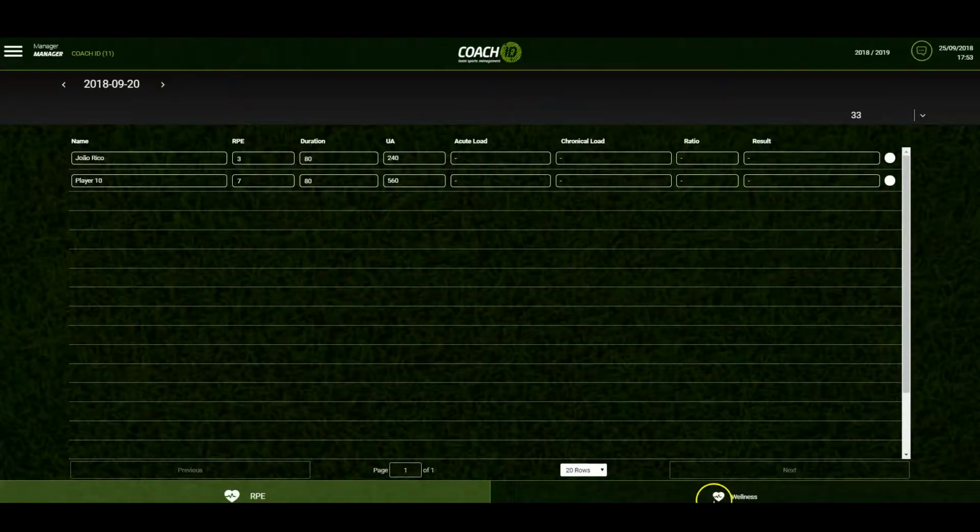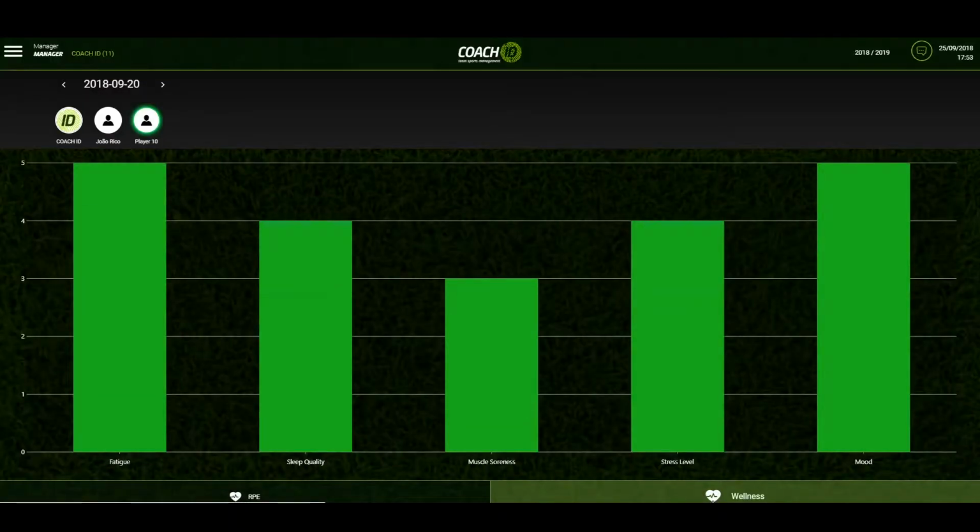session. And a day after the training session, the player will also receive a notification to evaluate his wellness. And this is a score from 1 out of 5, which measures fatigue, sleep quality, muscle soreness, stress level, and mood. 5 is they're doing the best. So if it's muscle soreness, if it's a 5, they are not very sore. If it's a 1, they are very sore.